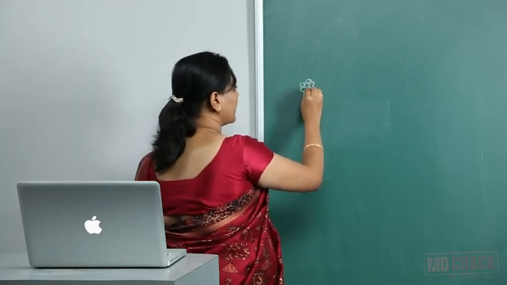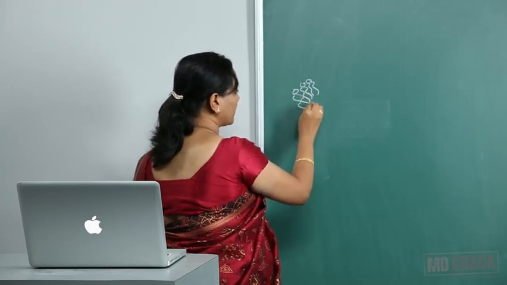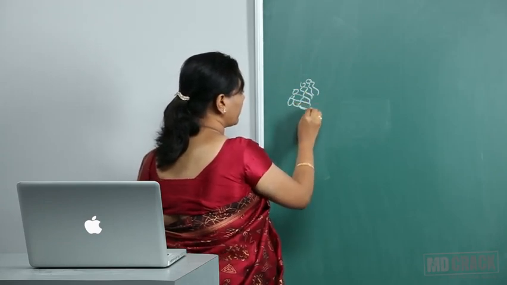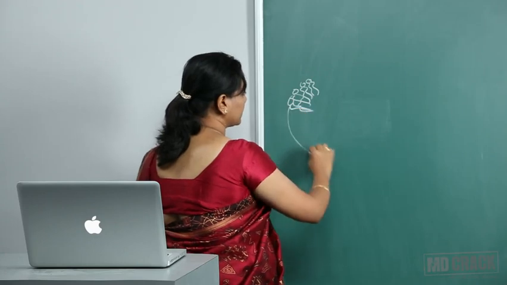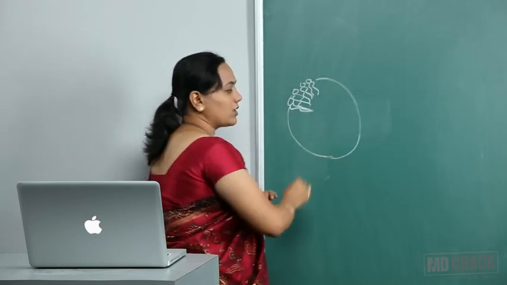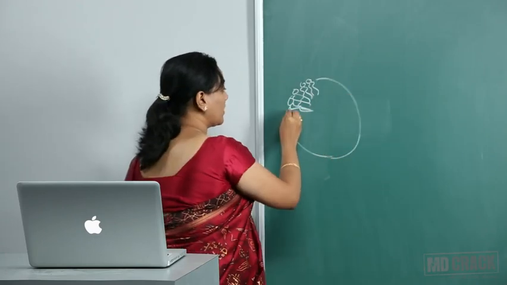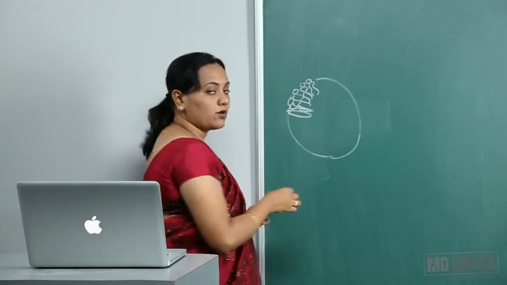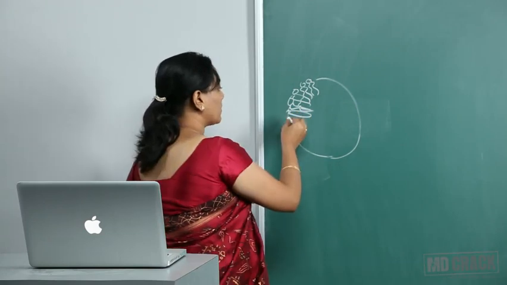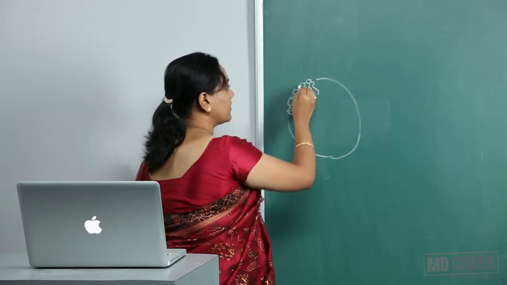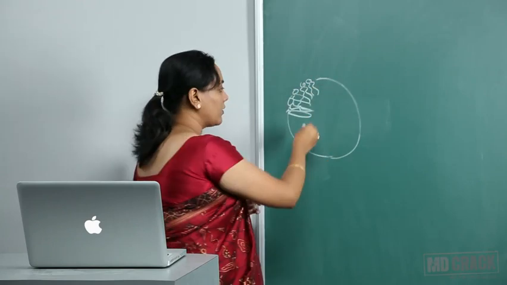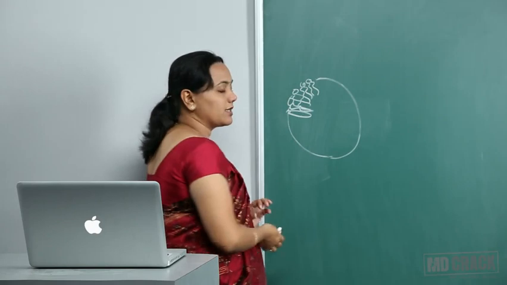On the outside, it is made up of a phospholipid layer. And what is present other than phospholipid? Cholesterol. Why cholesterol? Cholesterol is also amphipathic. So the polar heads will be towards the outside and the non-polar tails will be towards the inside.